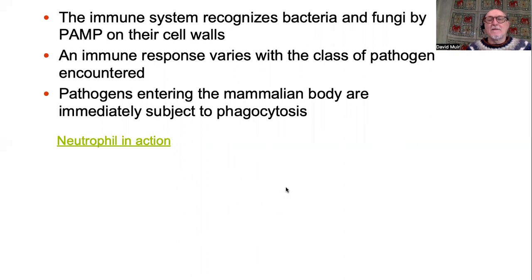Okay. This is a white blood cell called a neutrophil. These are red blood cells around the outside. These here are bacteria. This neutrophil recognizes PAMP on the surface, and it induces this neutrophil to start chasing the bacteria. Look at it.